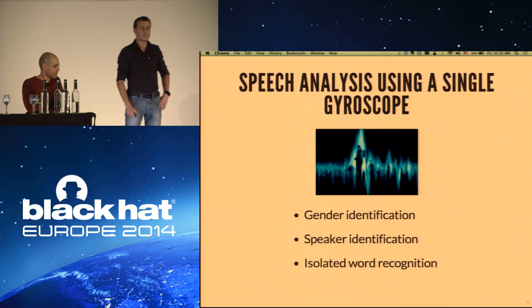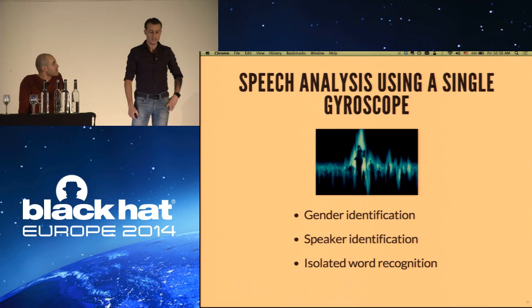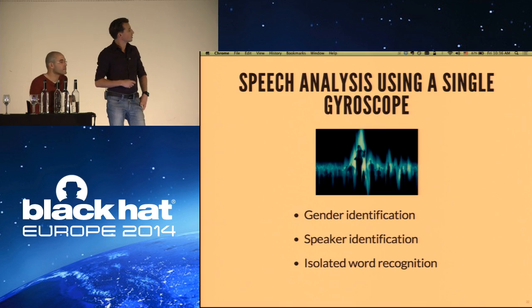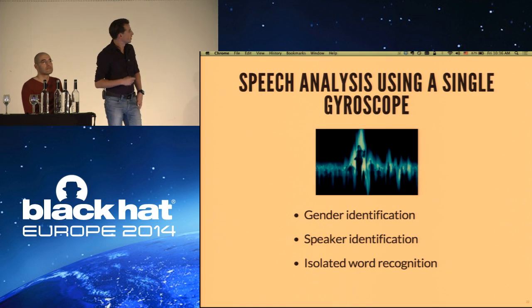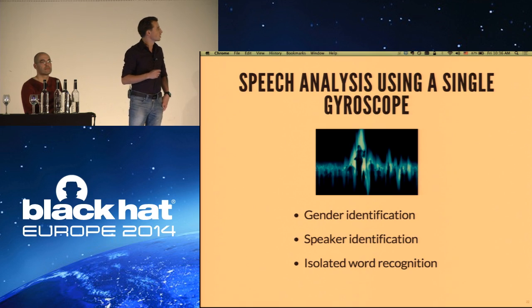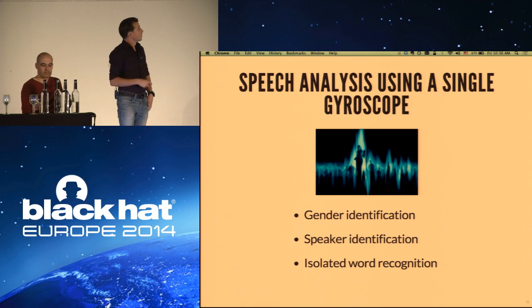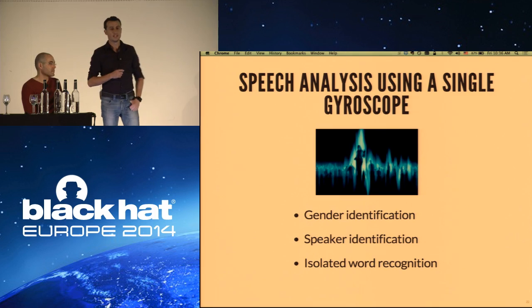Now, first of all, we tried to see what we can achieve using a single smartphone device that contains one gyroscope. It's hinting at some further work with multiple devices. And we set three main tasks. So one was gender identification. It means distinguishing between female and male speakers.